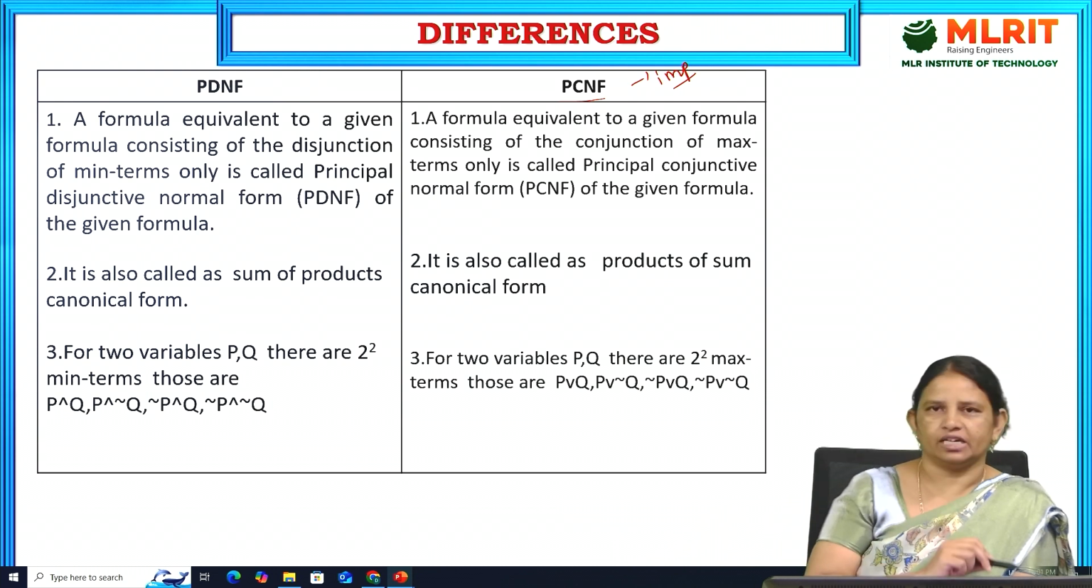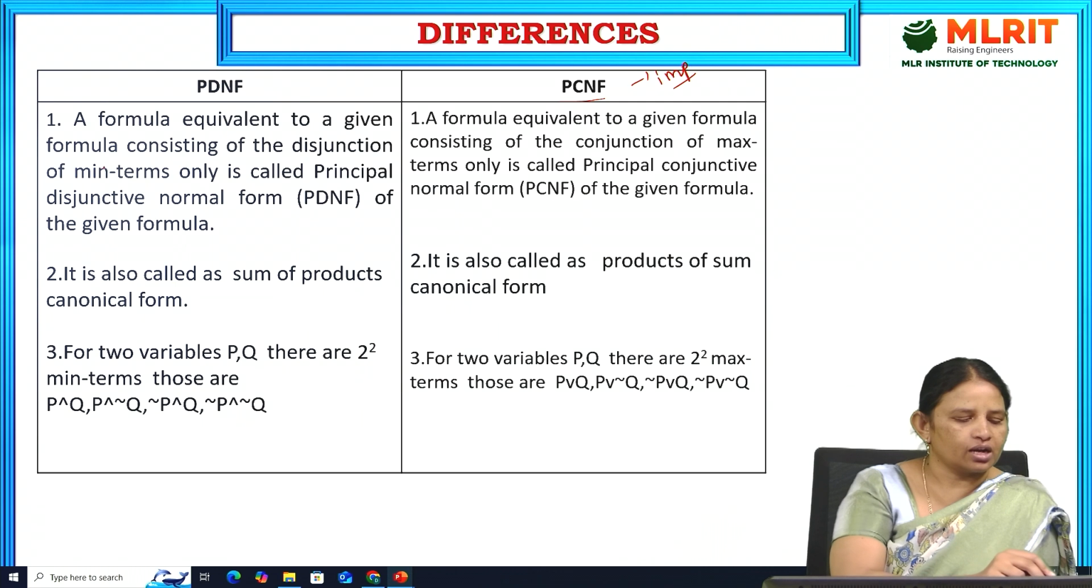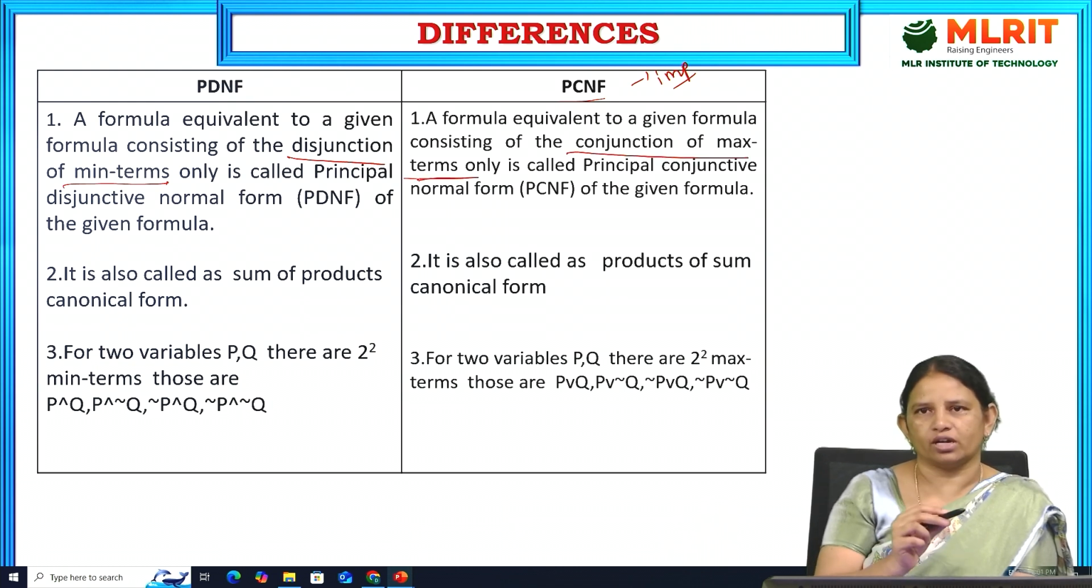Now coming to the definition. The second difference is the definition. PDNF is a formula equivalent to the given formula consisting of a disjunction of minterms only, whereas PCNF consists of a conjunction of max terms only. That is the main important difference.